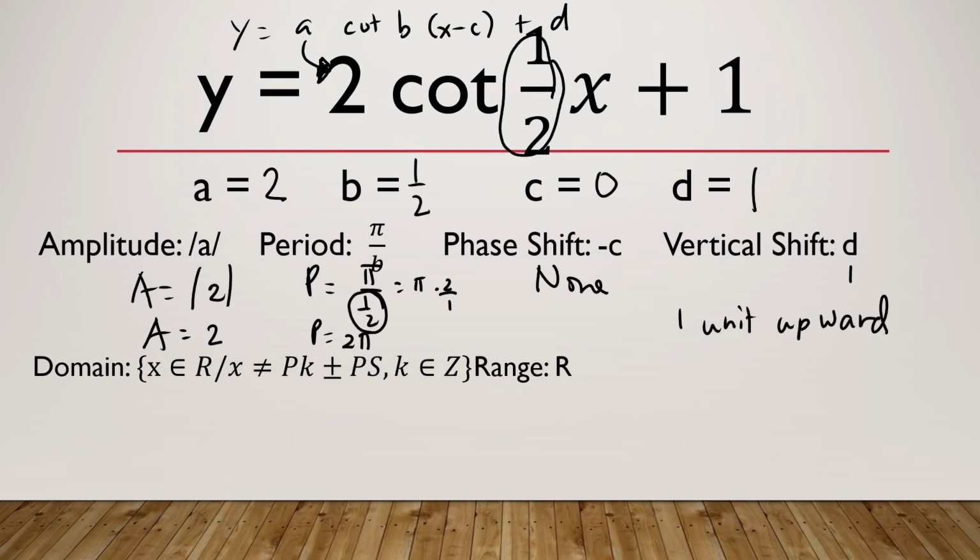For the domain, let us substitute the given value of p and ps. So x is an element of real numbers such that x is not equal to p, or p is equal to 2 pi. So we have 2 pi k. Since we don't have ps, we're going to have k is an element of integers. And that's it. So we just simply substitute the value of p. So x is an element of real numbers such that x is not equal to 2 pi k, where k is an element of integers. Our range is the set of all real numbers.